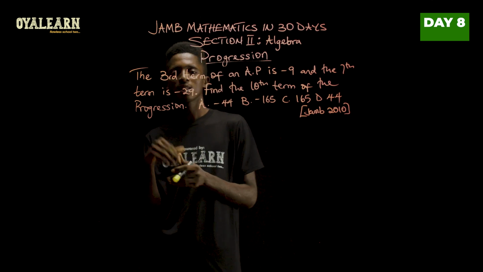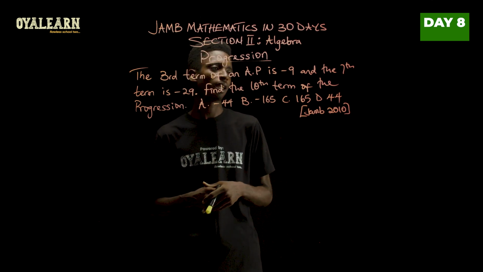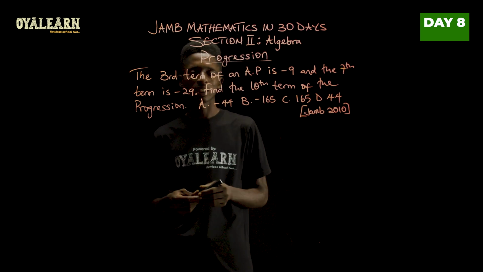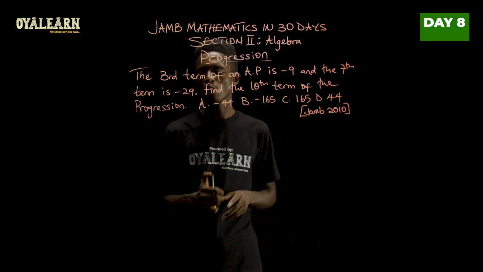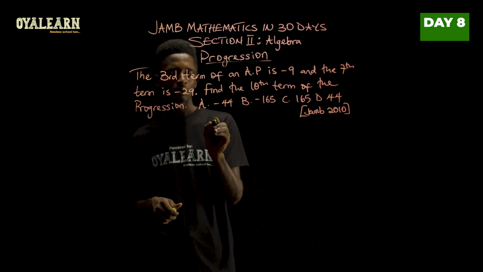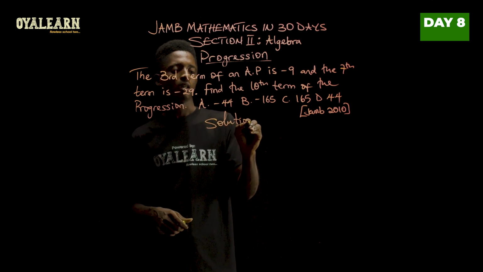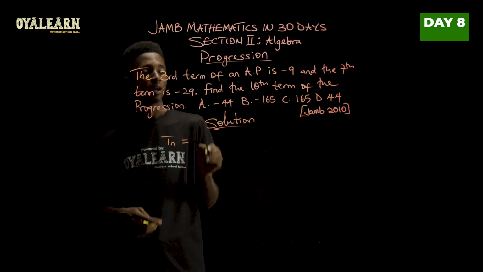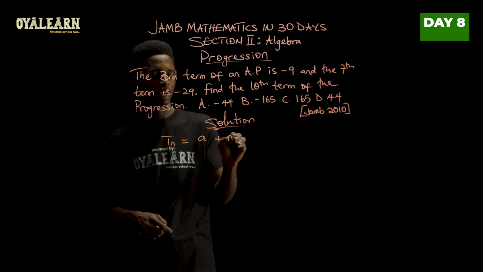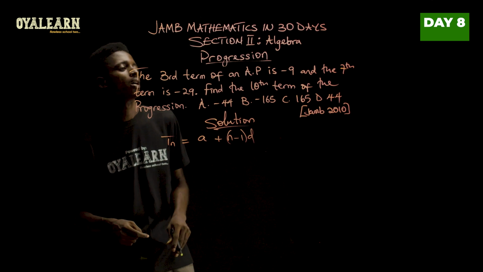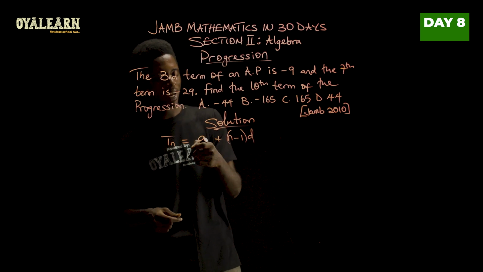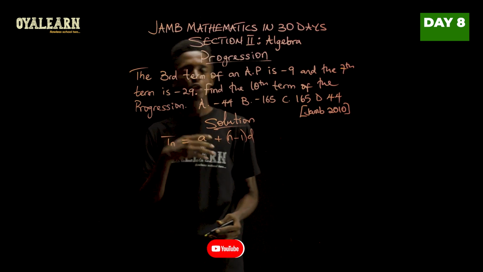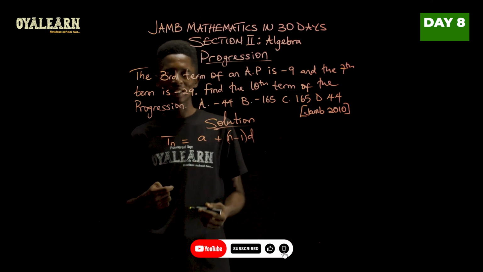Now, this question says the third term of an AP is negative 9, and the seventh term, now take note, this is 7, so the seventh term is minus 29. Find the 10th term of the progression. We recall that the equation to find the nth term of an AP is given as A plus (n minus 1)D, right? So we're going to apply this and then use it to get A and D using the information we have for the third term and the seventh term. So once we have A and D, then we can solve for the 10th term.